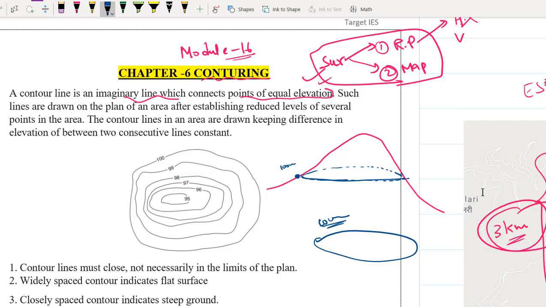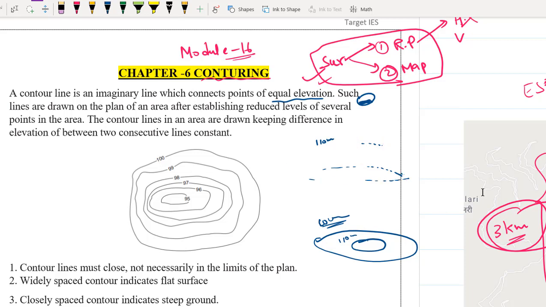समझ में आ गया आपको concept? Right? So if you are drawing one more, obviously it is a hill, right? If you are going up, the elevation only increases. Let us say this is 110 meter. On the other side also you will have it, and whenever you are seeing from the top, you will see a line like this. This will be the 110 meter contour line. I hope you are perfect now. समझ में आ गया आपको? So a contour line is an imaginary line which connects points of equal elevation. Such lines are drawn on a plan of an area after establishing the reduced level of several points in that area.